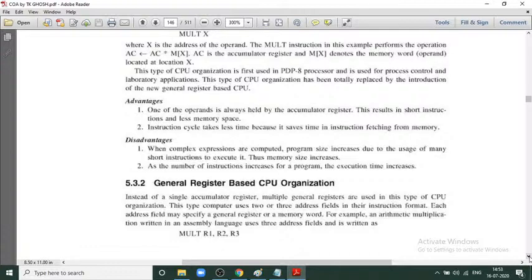But it has some disadvantages. When we need to perform a complex expression, because the instruction is very simple, we need to write lots of instructions. If we need to write lots of instructions, the program length increases. And if the program length increases, the time to execute the program also increases. So we have evolved general register based CPU organization.